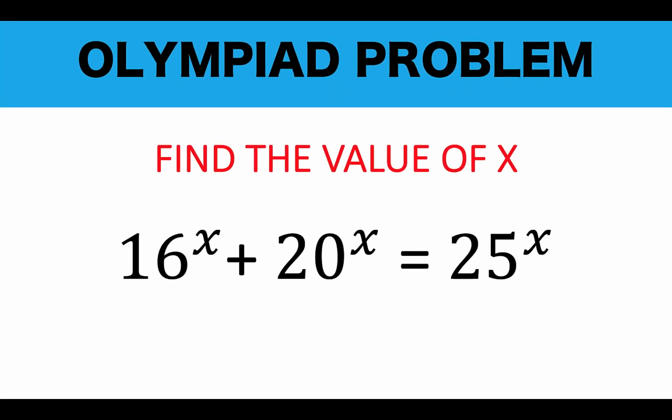Hi guys, here's our math problem for today. Find the value of x given the equation 16 raised to x plus 20 raised to x is equal to 25 raised to x. This is a difficult equation to solve because number one, the variable is in the exponent, and number two, the root of this equation is an irrational number.